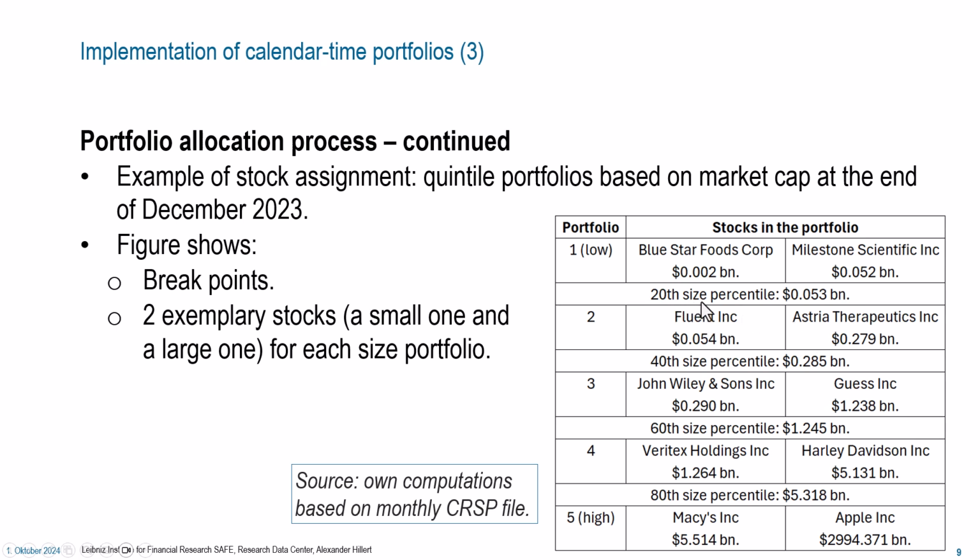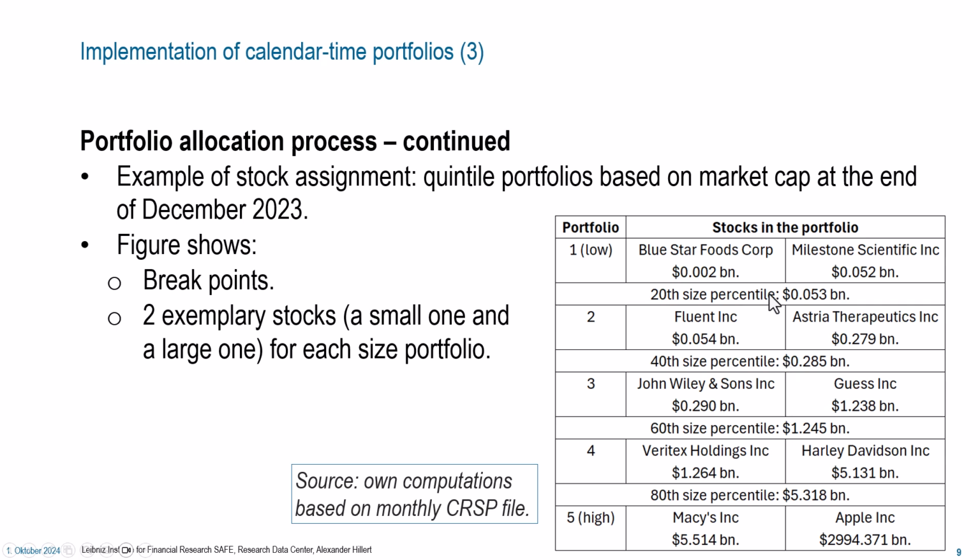So for the 20th size percentile, we have 0.053 billion, or equivalently 53 million US dollars. The 40th percentile would be 285 million. The 60th percentile is 1.245 billion, and then the 80th percentile is again larger, it's 5.3 billion.